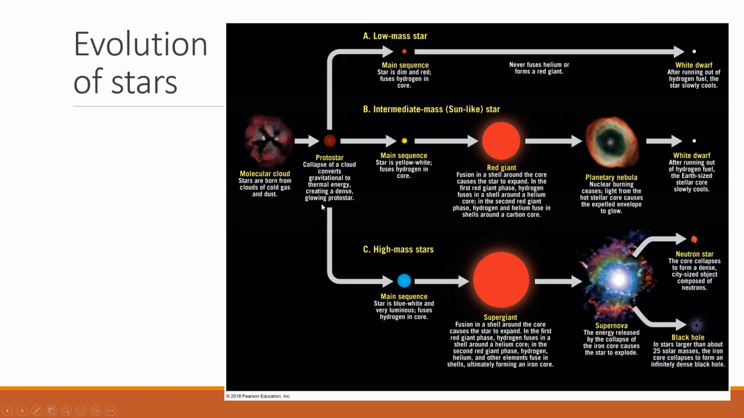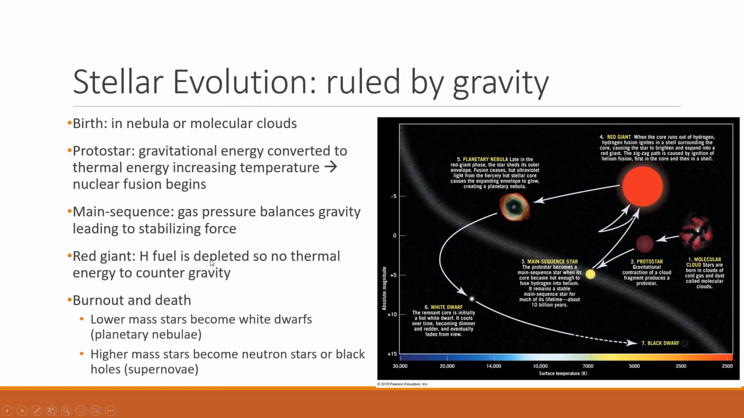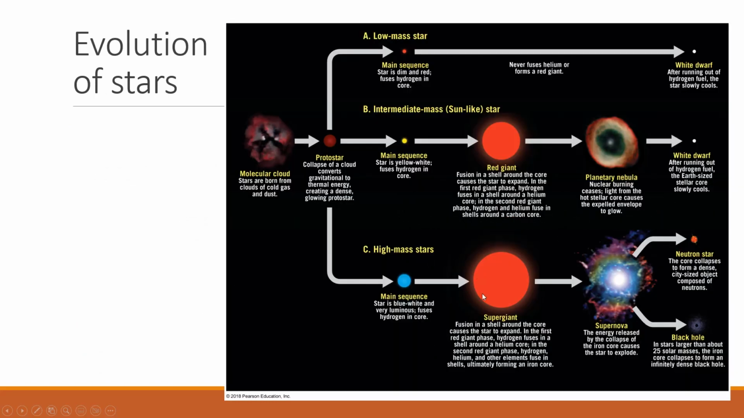If we have a lot of mass in that protostar, it will start off in the main sequence in the blue-white. It'll be very luminous and will have, again, hydrogen fusing in the core. Again, when the hydrogen fuel is so depleted that we can't counter gravity anymore, it will then become a supergiant instead of a red giant. This has a lot more energy. There's a lot more fuel here, and so it will become a supernova. These are where we're going to actually form a lot more of those higher elements. The supernova, instead of becoming a white dwarf, can become either a neutron star or a black hole.